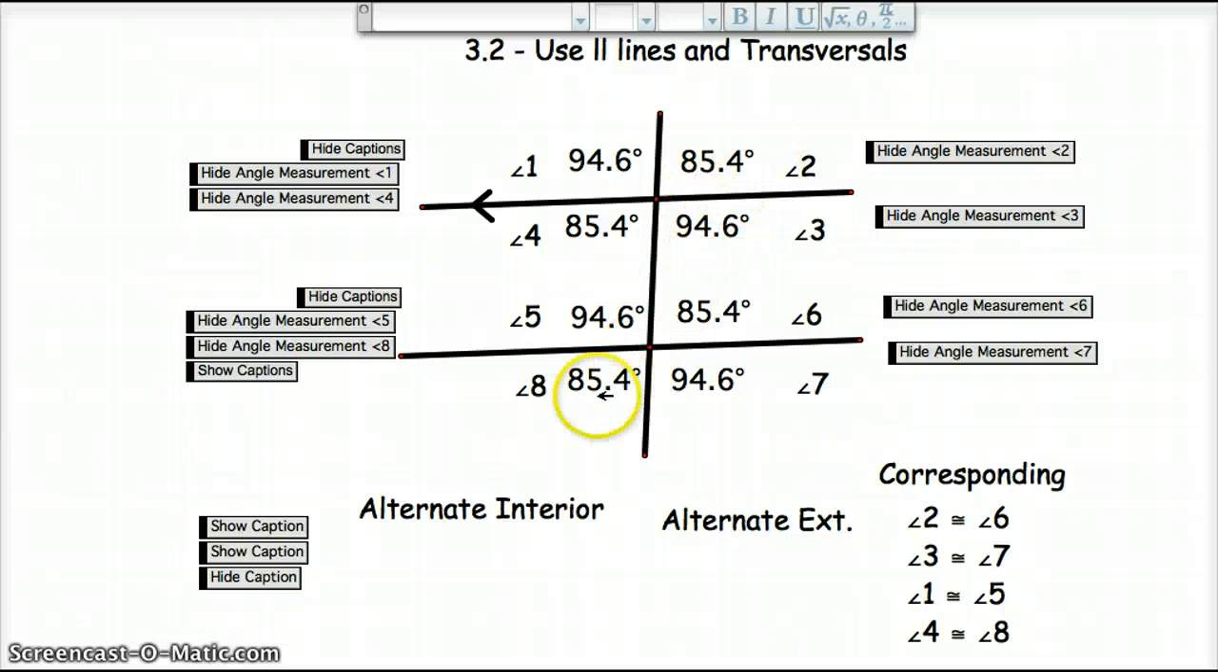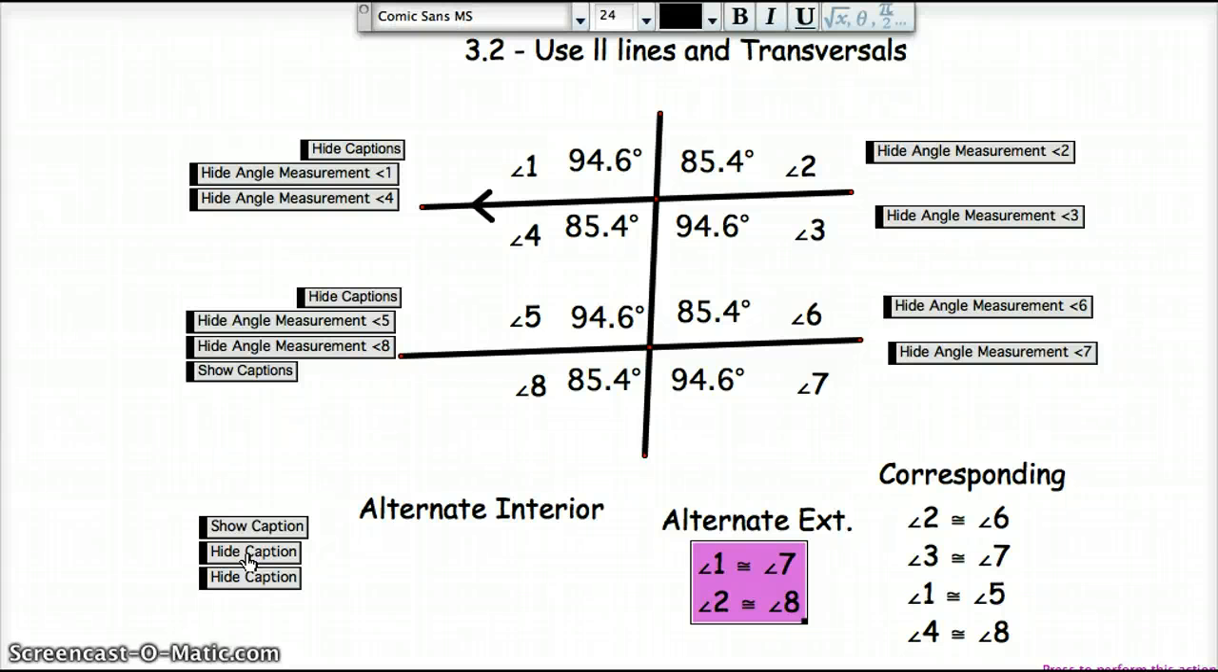Angles 2 and 8, 8's on the left, 2's on the right. They're alternate exterior angles, and they're congruent. So what conjecture can you make about alternate exterior angles? They are congruent.